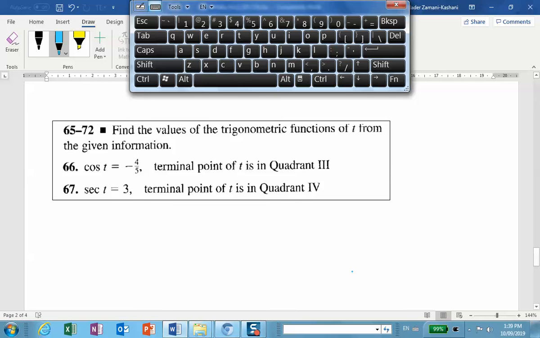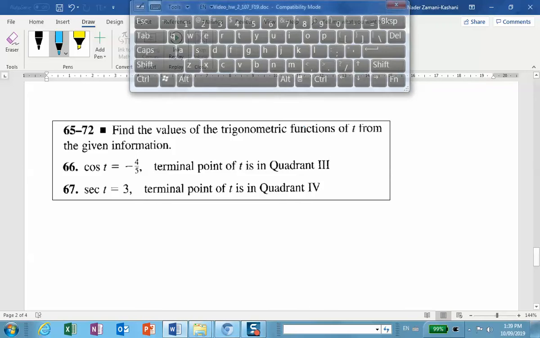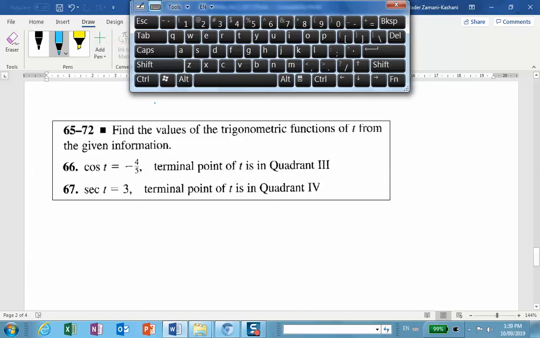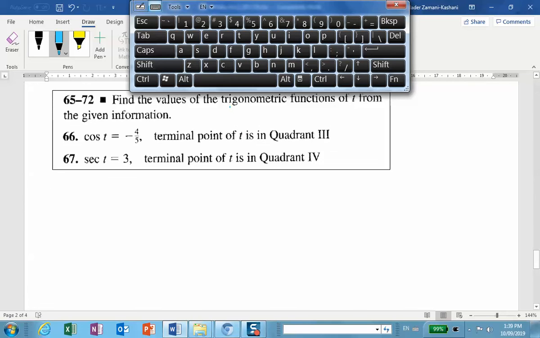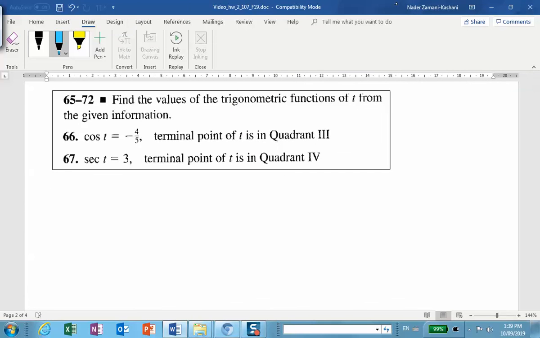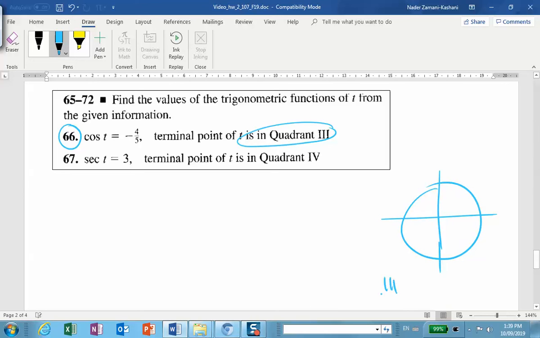Find the values of the trigonometric functions from the given information. Okay, so what does that mean? Well, first of all, let's concentrate on 66. You're in quadrant 3. Quadrant 3 is over here. Remember, this is the cosine, this is the sine. And you're asked to find different things.